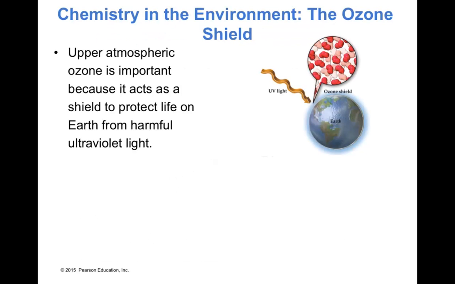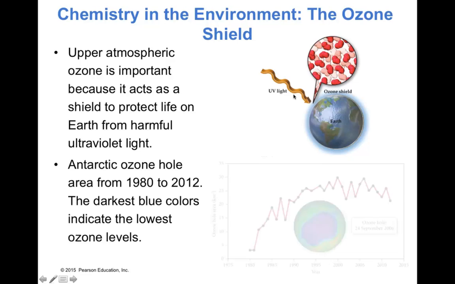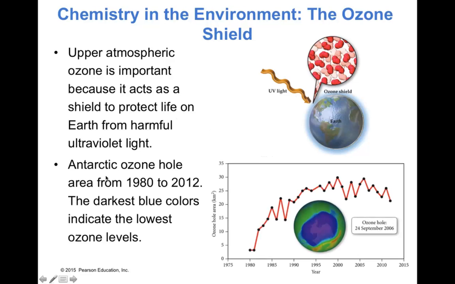Now, upper atmospheric ozone is important, as I mentioned before, because it acts as a shield to protect life on Earth from harmful ultraviolet light. So the ozone is basically all around the Earth, okay? Those molecules of O3 absorb the UV and keep it from impacting the Earth directly and also affecting us. Now, the Antarctic ozone hole area from 1980 to 2012 is right here in this graph.